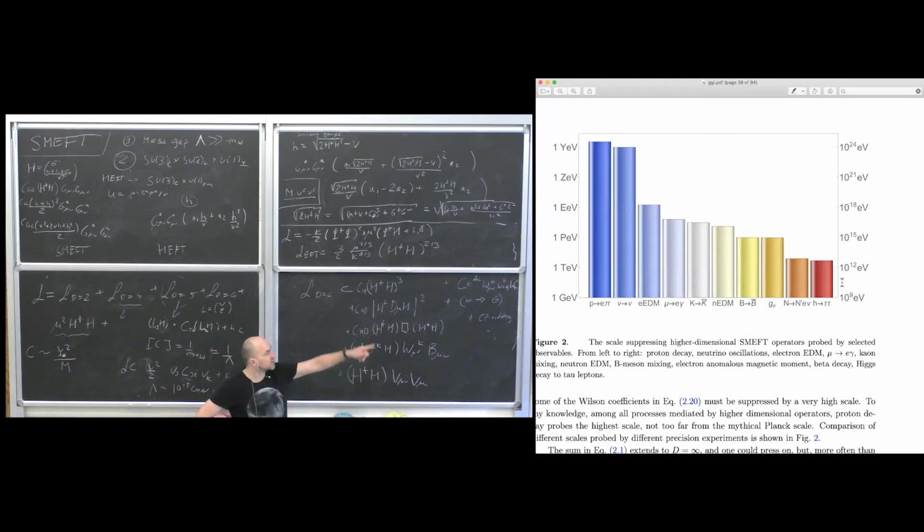can be measured. And here's just an example of the scale of the operator that is probed by experiment. The largest scale is probed, of course, by proton decay. There is a class of operators at dimension six which violate baryon number. So for example, you can write an operator like this. Something like this.